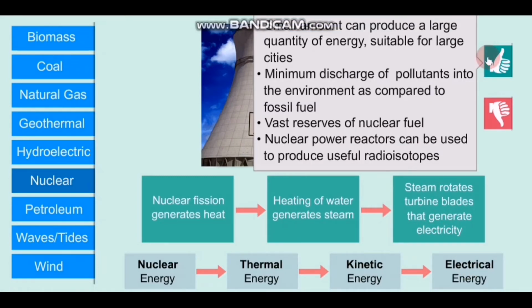So the advantages of this type of plant: it requires a small amount of nuclear sources, but in the end produces a very huge amount of electrical energy, enough to supply big cities. And it discharges very minimal pollutants to the environment compared to fossil fuel. While vast reserves of nuclear fuel exist, and nuclear powered reactors can be used to produce useful radioisotopes. These radioisotopes later can be used in various fields.